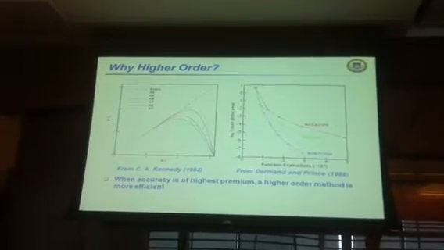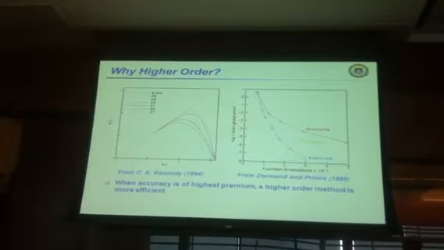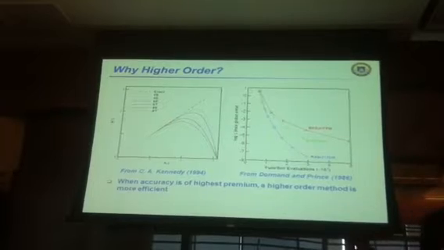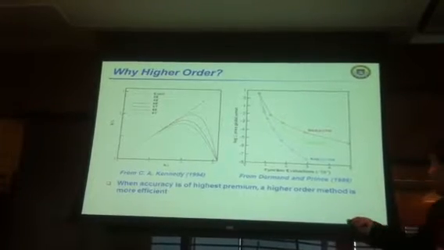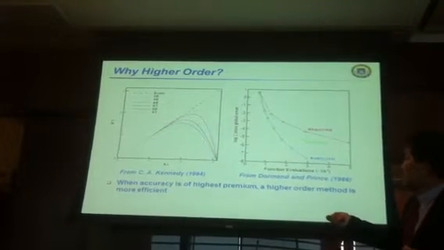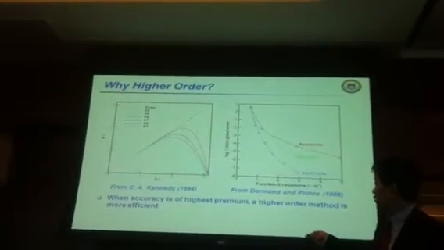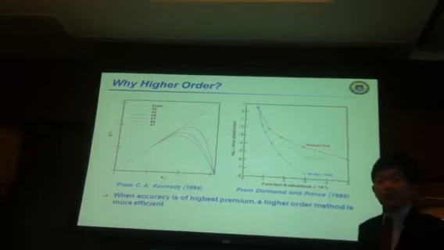This explains why we want to go for a higher order method. I don't know how many of you are familiar with this plot. This is a standard modified wave number diagram. This is the non-dimensional wave number of your feature. This is the physical wave number. This is the numerical one.